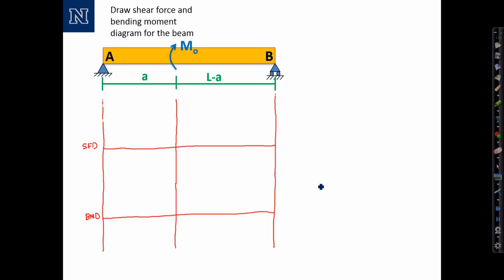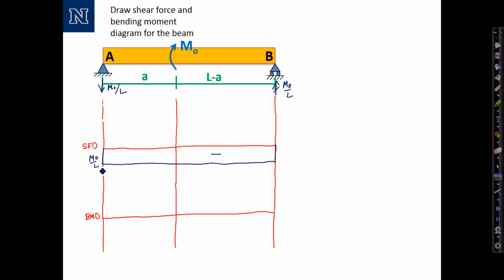Considering a slight variation on this problem, where the moment is acting somewhere in the middle of the beam rather than at the end, a quick calculation would tell us that it doesn't matter where the moment is acting. It is still resisted by a couple in the reactions acting in the opposite direction, M naught over L. And in fact, the shear force diagram doesn't change. It still jumps down by an amount M naught over L, is constant over the length of the beam, and comes back up at the opposite end by M naught over L.